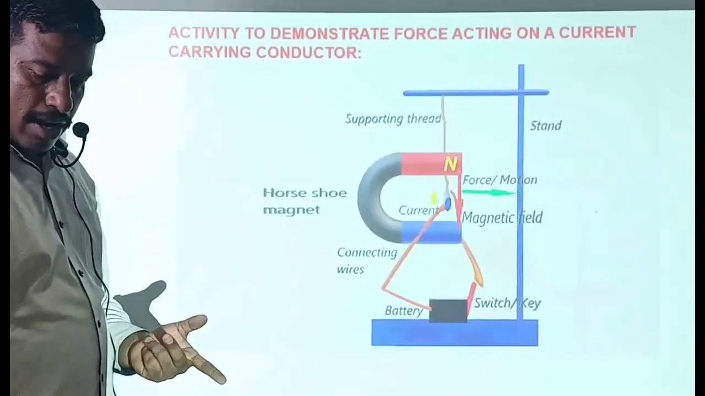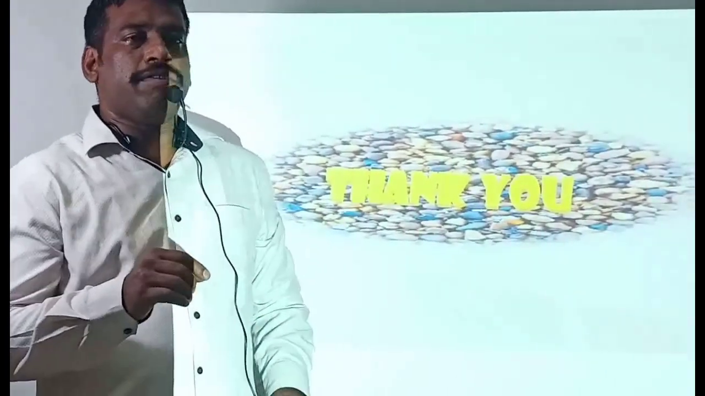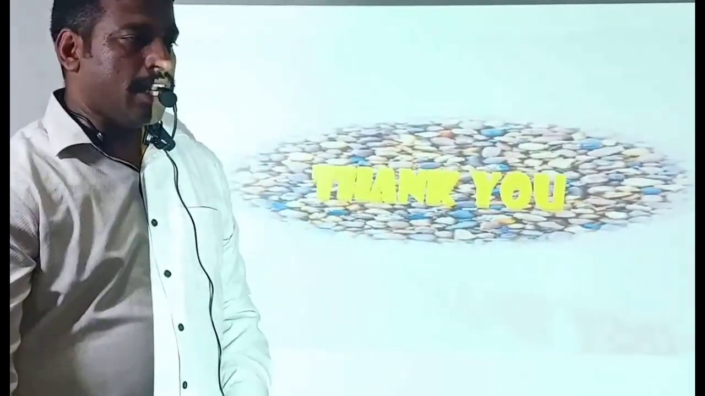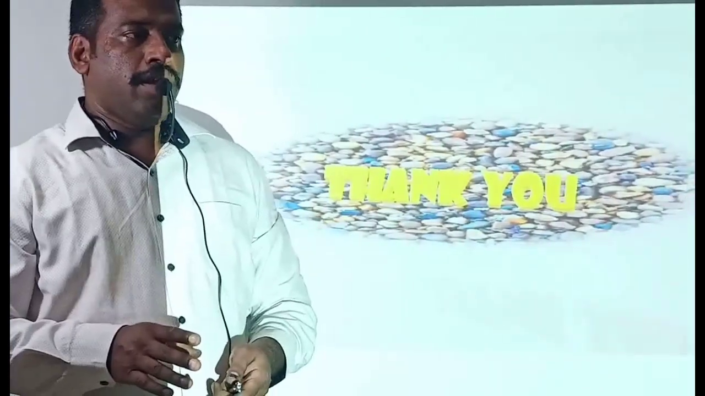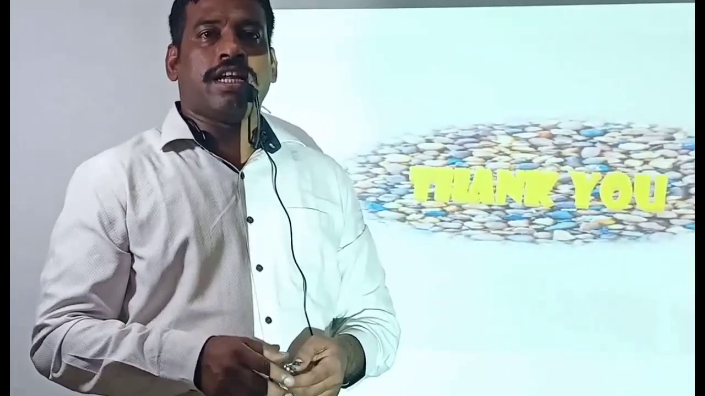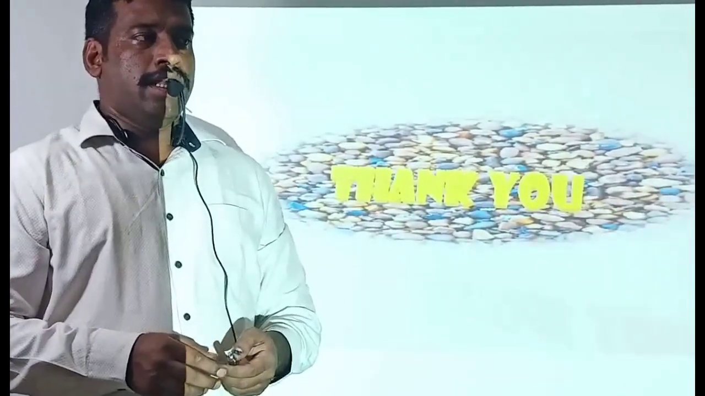These are some of the activities which you have learned. Today we have learned the Oersted experiment, in which we found that a current carrying conductor produces a magnetic field such that a compass needle kept close to the conductor will always get deflected. And if I change the direction of current, it will also change the direction of magnetic field. That is what we have noticed.